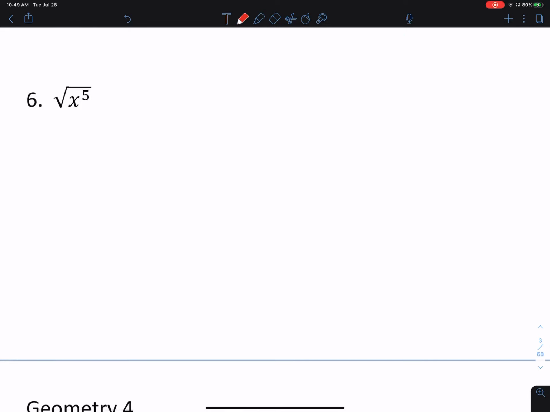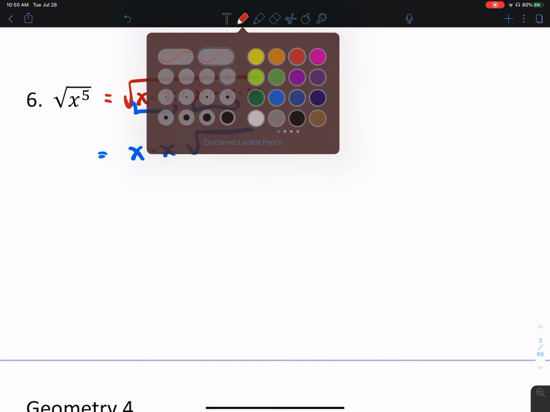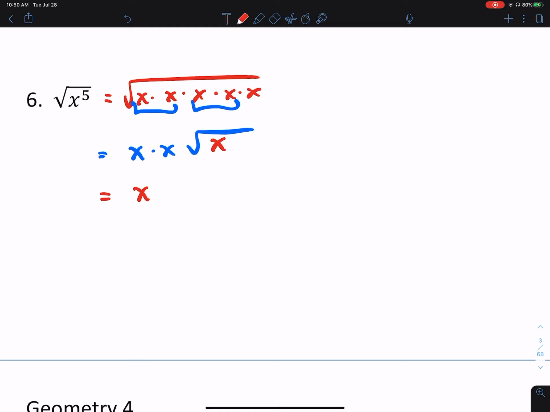Number 6, these are letters. So it's x times x times x times x times x. 5 of those, because this exponent means you're multiplying this base by itself that many times. Pair of x's, pair of x's. For every pair, you put one on the outside. Anything that's unmatched and unpaired stays on the inside. So this is x squared times the square root of x.